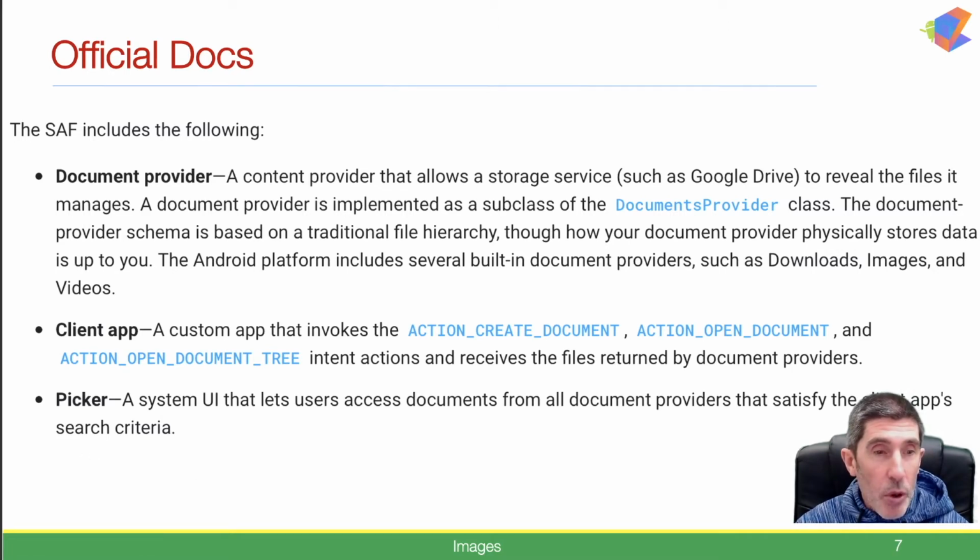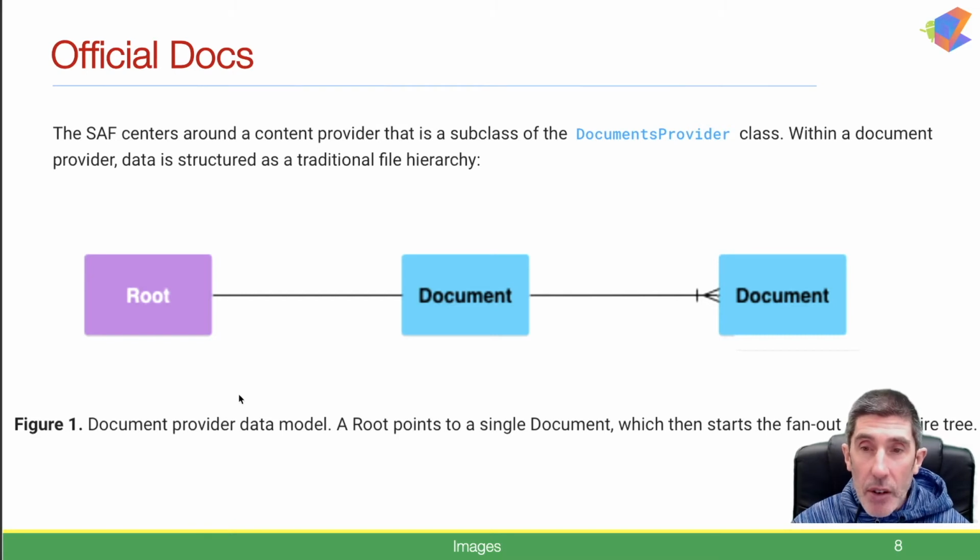In terms of just a little bit more on the official docs, there's a little graphic here trying to visualize how it actually works. It centers around a content provider that is a subclass of the DocumentsProvider, as we said. Within a document provider, data is structured as a traditional file hierarchy. So we've got our initial root there that points to a single document, which could be the document itself, or could be a folder which would have within it more documents, more files, usually images and videos, but it's any kind of files really. That's what the Storage Access Framework gives you access to.